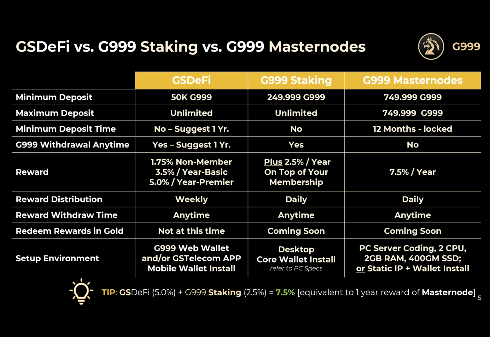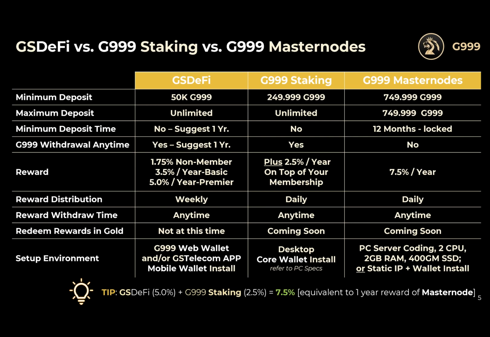Is there a maximum deposit between these? It's unlimited on both the DeFi and staking, and it is limited on your Masternode, but you can have multiple Masternodes. Is there a minimum deposit time? Not really, but the suggestion is 1 year for the DeFi, so you can take advantage of the reward benefit. Is there a withdrawal? You can withdraw anytime, but not on the Masternode, because that's a 12-month lock commitment.